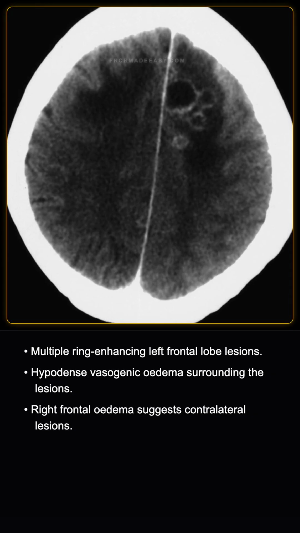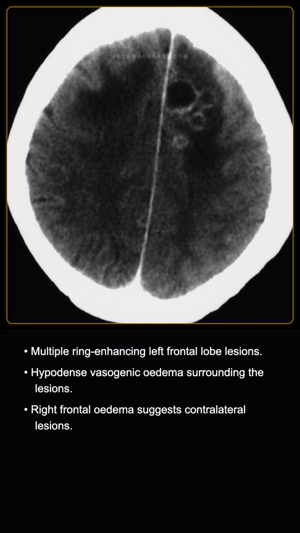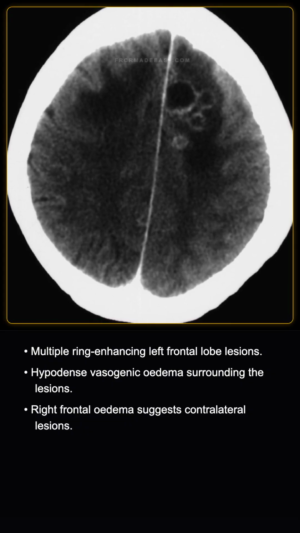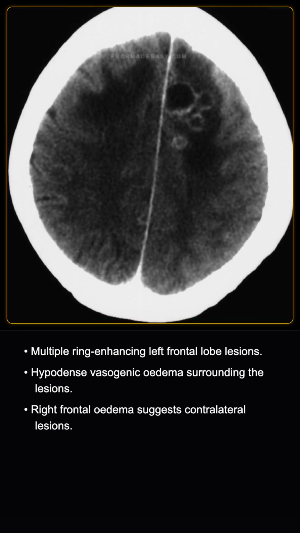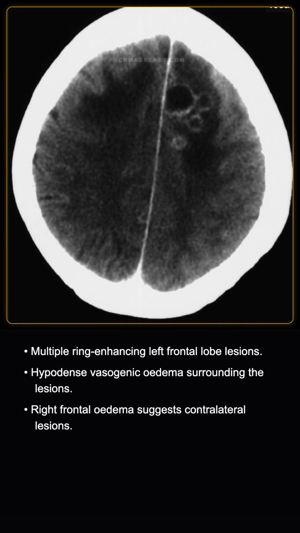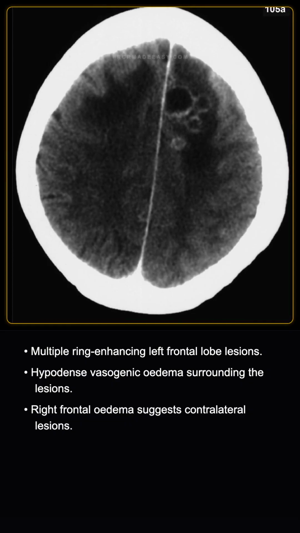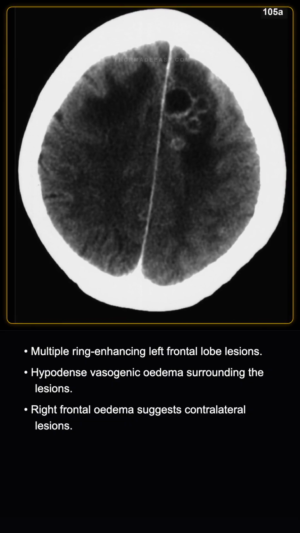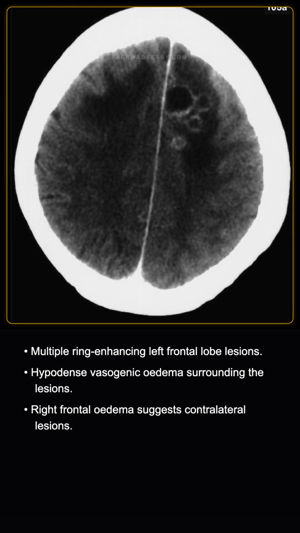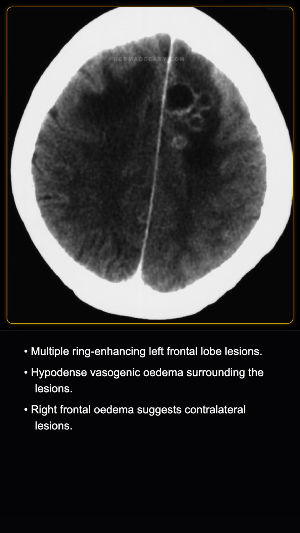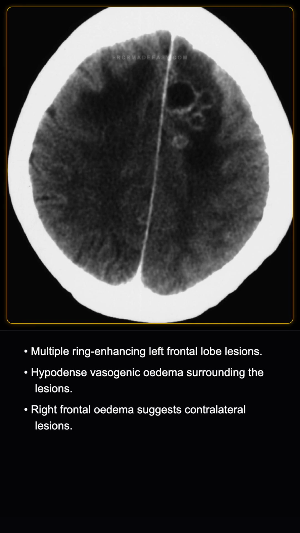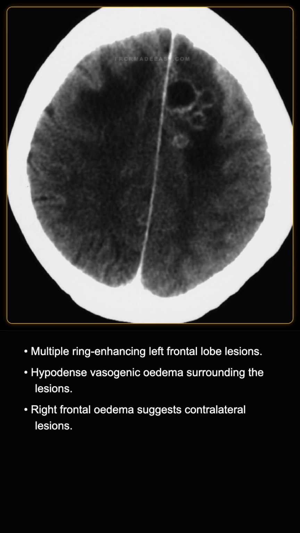The contrast-enhanced axial CT of the brain demonstrates multiple ring-enhancing lesions in the left frontal lobe. Each lesion is surrounded by a prominent zone of hypodense vasogenic oedema. Although no discrete lesions are visible in the right hemisphere on this slice, there is significant mass effect and vasogenic oedema in the right frontal lobe as well, implying contralateral lesions.